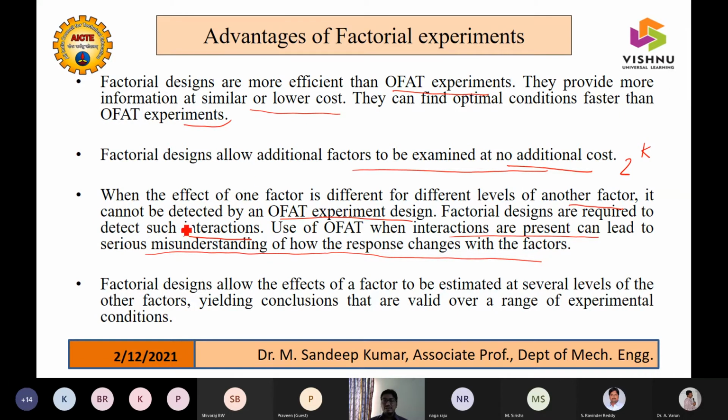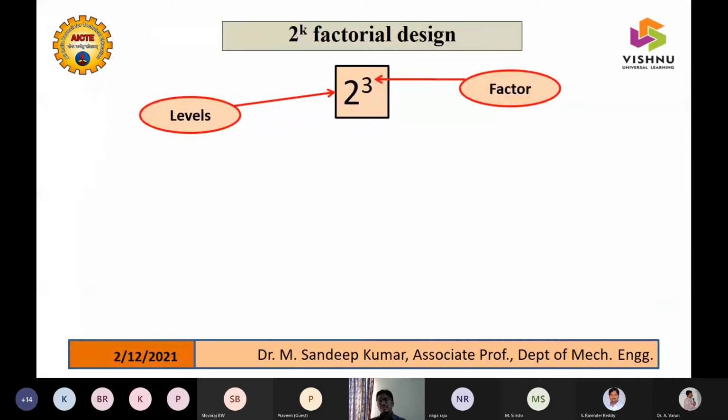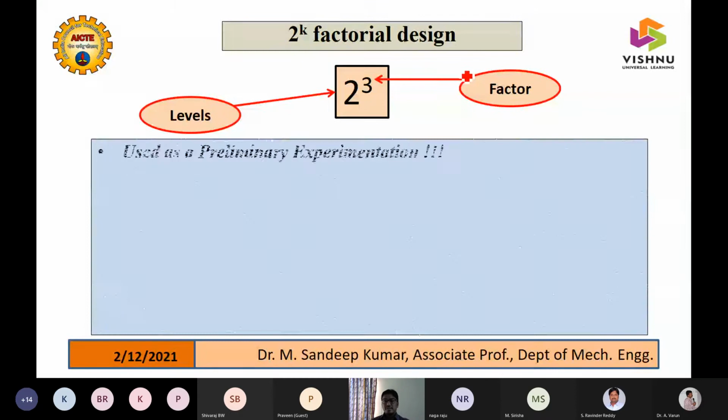Okay. Now the factorial design allows the effects of a factor to be estimated at several levels of another factor, yielding conclusions that are valid over a range of experimental conditions. So let us start with the basic factorial design. We call it the 2 to the power of k factorial design. This is the most basic factorial design, where 2 is the levels and k is the factors.